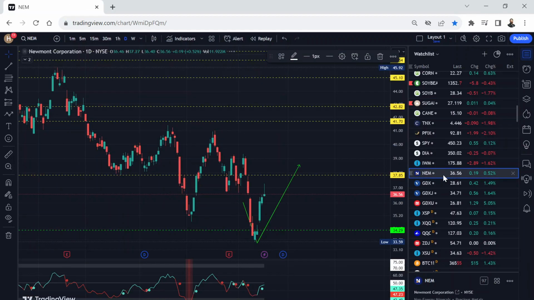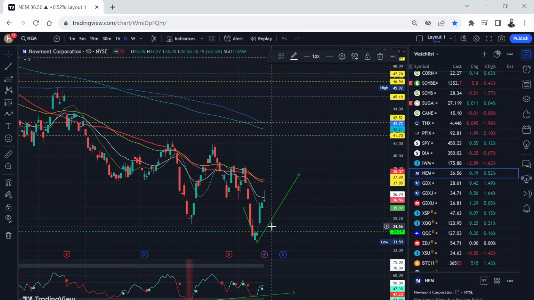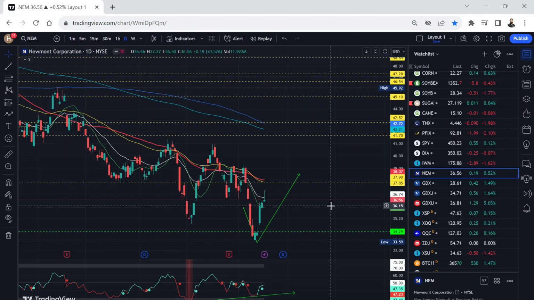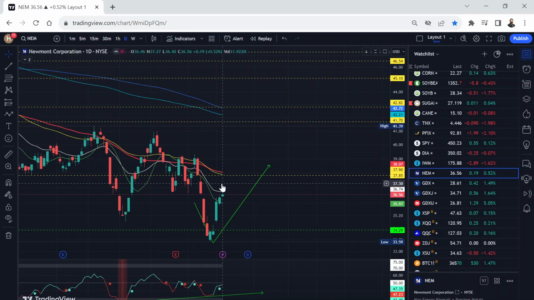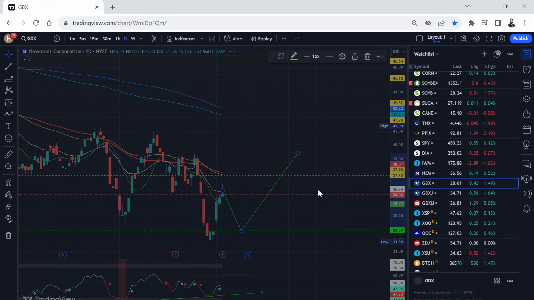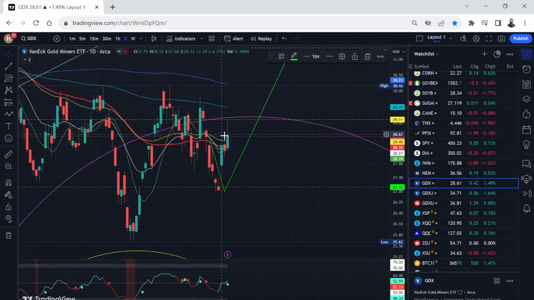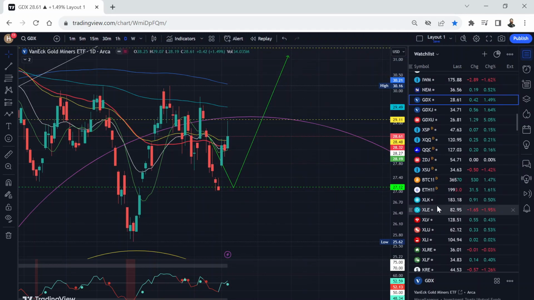Gold miners, Newmont Mine, 0.52% rejection. So give me a second. Sorry about that. Anyhow, Newmont Mine, the biggest gold miner, got rejected on this 20 EMA, and looks like it wants to fill this gap. Gold miner GDX, this gap is still not filled, guys. It tried to fill this gap, massive pump in the morning and then rejected. I think it wants to fill this gap, so if it comes to 27, look to buy here.